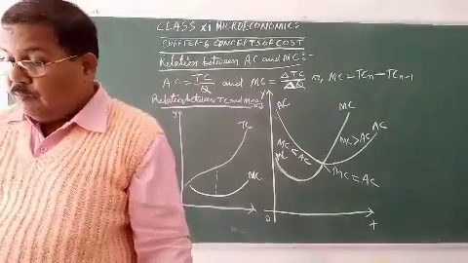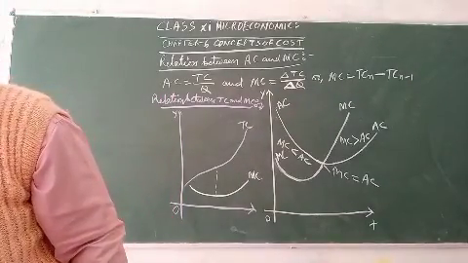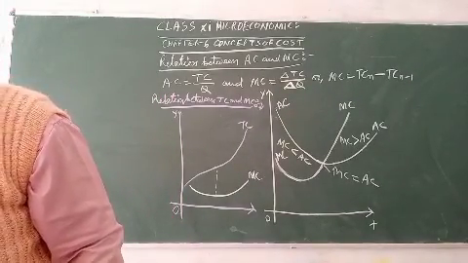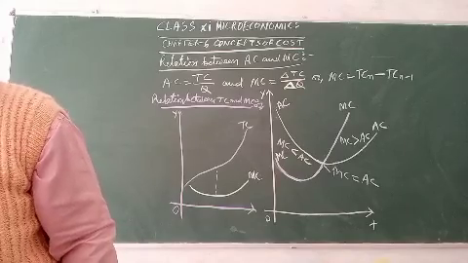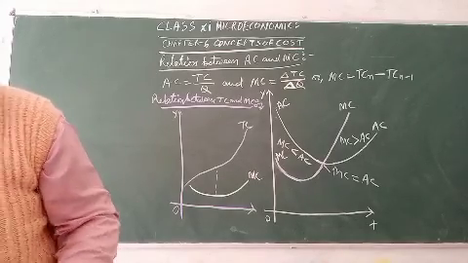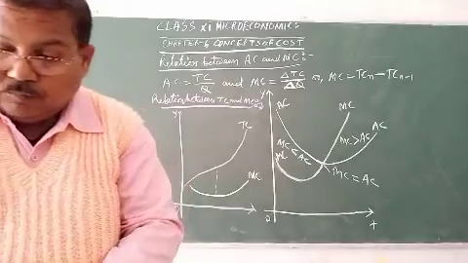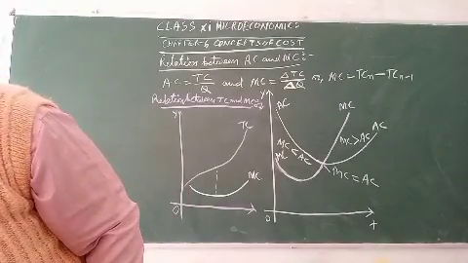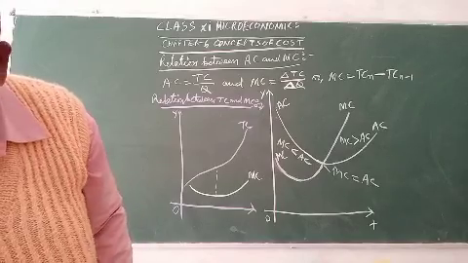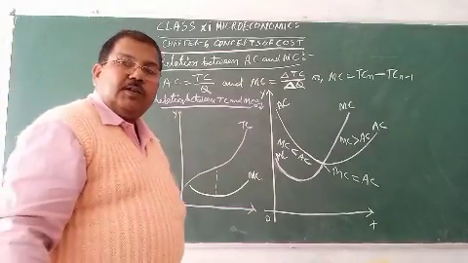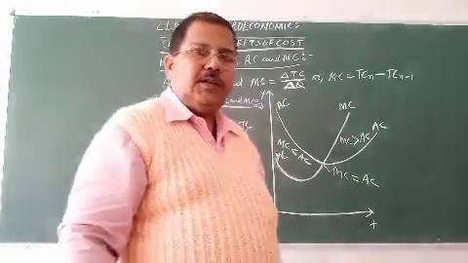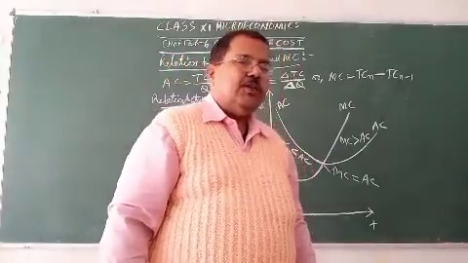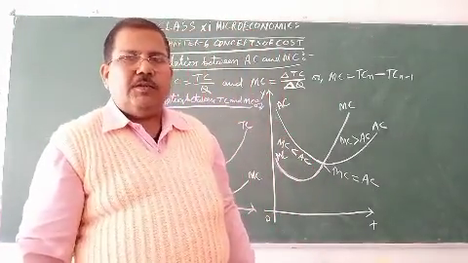These are the relationships between TC and MC and the relation between AC and MC. In this way, the relationship between various cost concepts has been considered. Let us consider the time element in the theory of cost. The time element in the theory of cost is the very short period and long period.